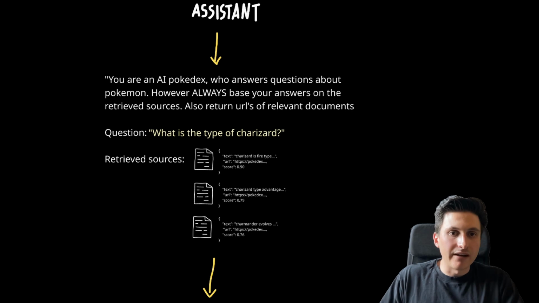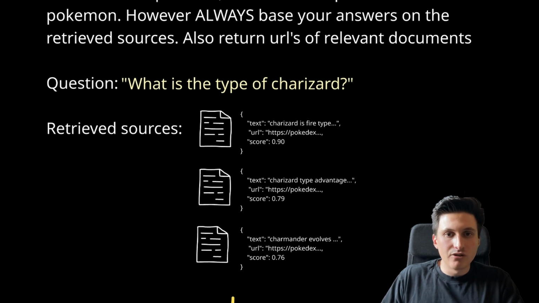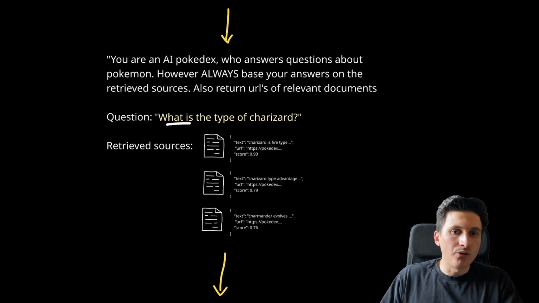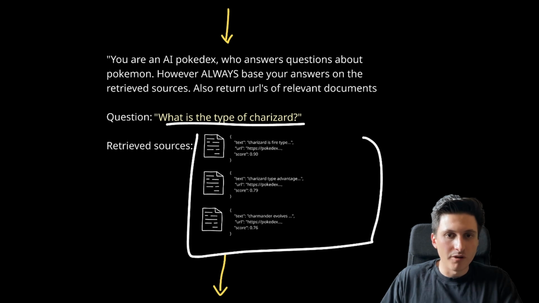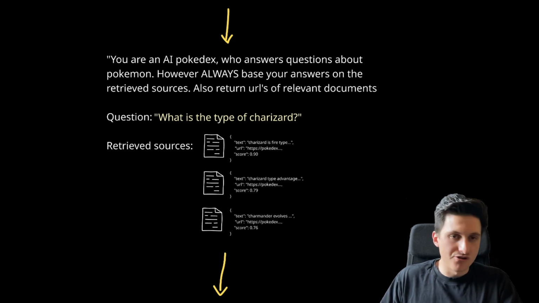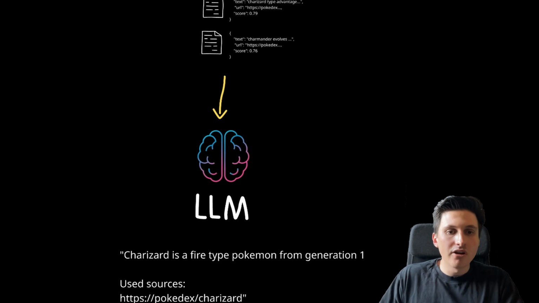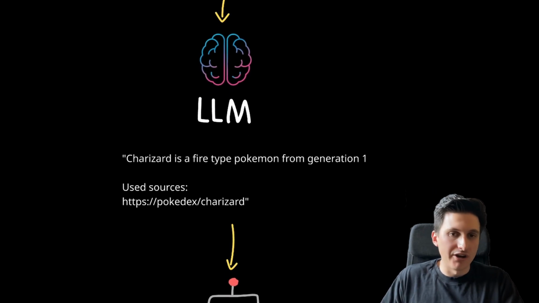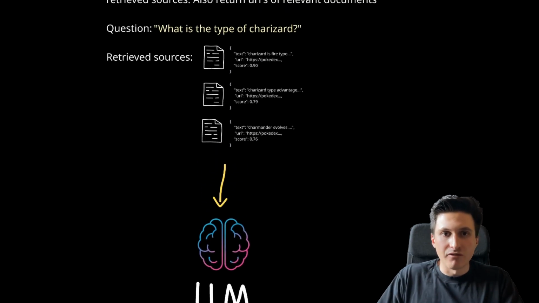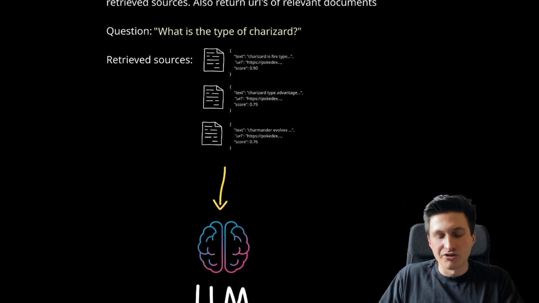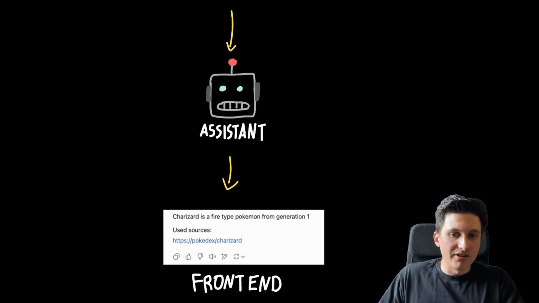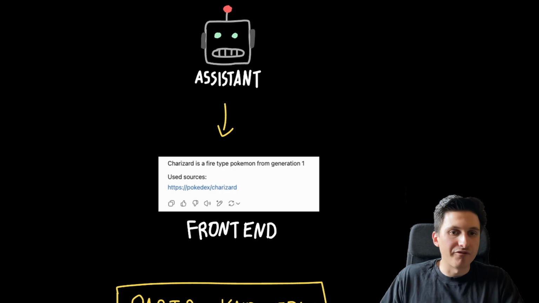It will then contain the user question in this LLM prompt and your documents themselves. So now the LLM has everything it needs to know to answer this question based on these documents, and if these are not sufficient, it should just return a standard answer. So we send this to an LLM, and the LLM will give an answer like Charizard is a fire type Pokemon, if this of course can be found in our documents with the used resources, and our assistant is then going to pass this to a front end.